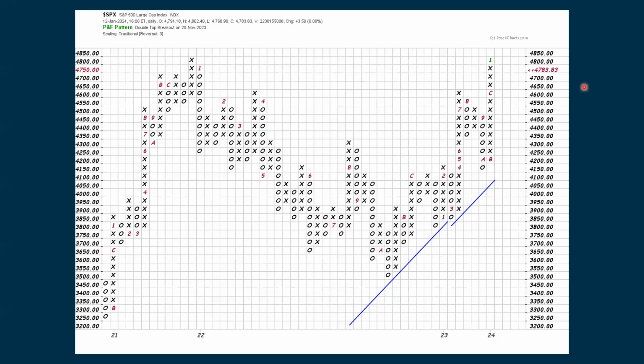We look at a point and figure chart, which does not take time into account. These X's and O's are drawn when a stock or an index moves a certain number of points. And it could take an hour or it could take a year. So time doesn't play into it. When it goes up, there are X's that are drawn. When it goes down, there are O's that are drawn. We didn't see any new X's or O's drawn this week as we've been chopping more or less sideways between the all-time high and the 20-period moving average. So nothing new was generated on this chart. This also generates signals, and the last signal was a double top breakout that was triggered on November 20th.